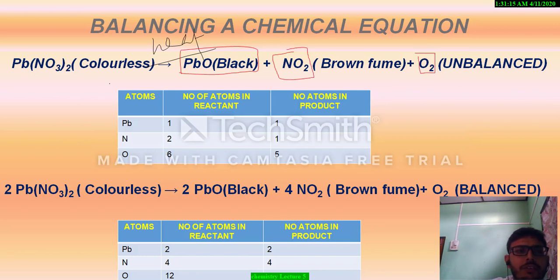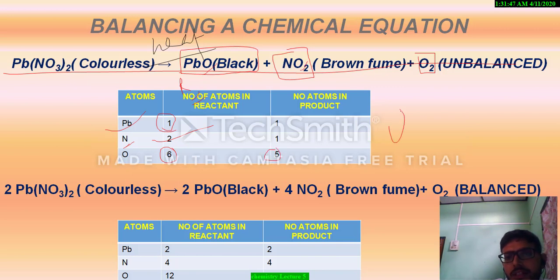Now if you see the number of atoms in the reactant side and the product side, on the reactant side you can see that lead there is 1, and nitrogen, outside the bracket there is 2, so there are 2 nitrogen, and oxygen, the total number of oxygen is 6. Here the total number of oxygen is 1, 2, 2 plus 1, 3, plus 2, 5. So this is the unbalanced equation.